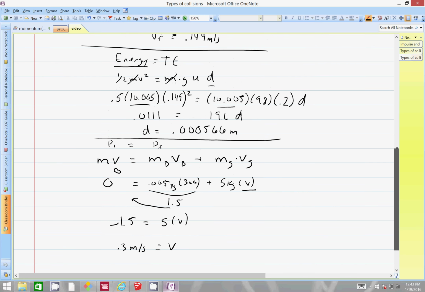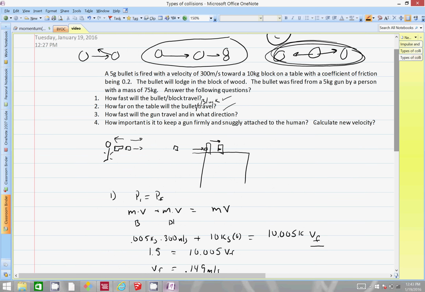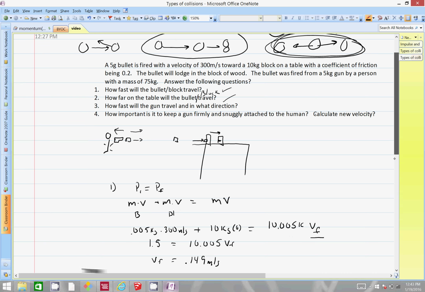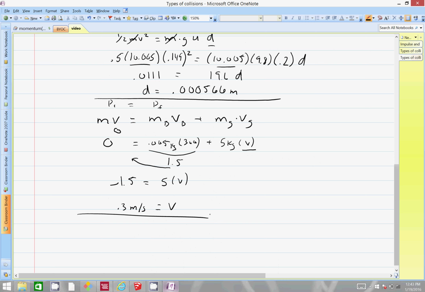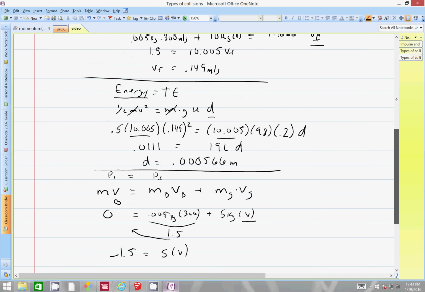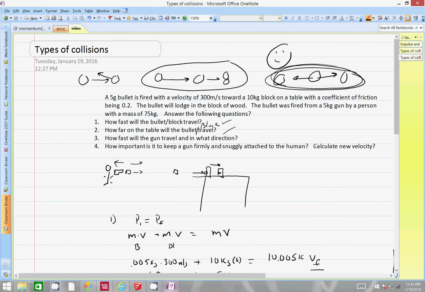The last question says, in this sense, how important is it to keep a gun firmly and snugly attached to the human? There are a lot of examples of this. You can see these things on YouTube. If a gun is just fired, then the mass of the gun is going to be 5 kilograms. But if the gun is firmly attached to the human being, which means it's held in contact with it, then the human weighs, I think I went with 75 kilograms.